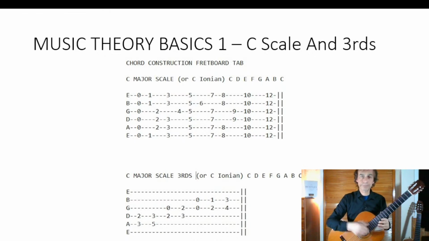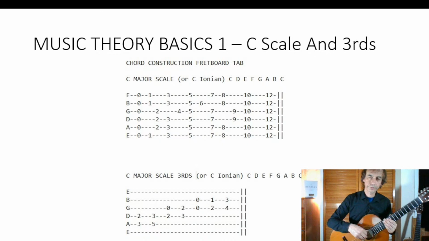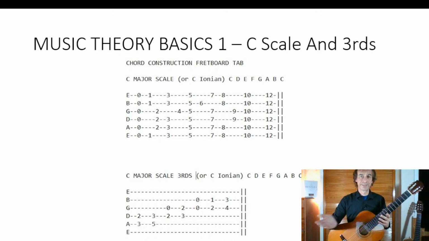Now on the G string, just going up the letters of the alphabet, can't go any higher than G, so you have to go back to A. So G, A, B, C, D, E, F, G. That's 0, 2, 4, 5, 7, 9, 10, 12. D string, same thing again, D, E, F, G, A, B, C, D. 0, 2, 3, 5, 7, 9, 10, 12.